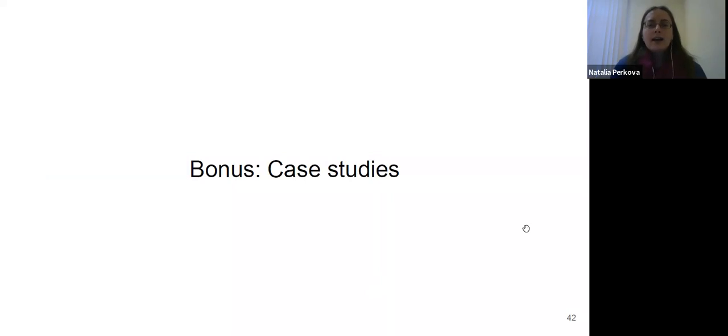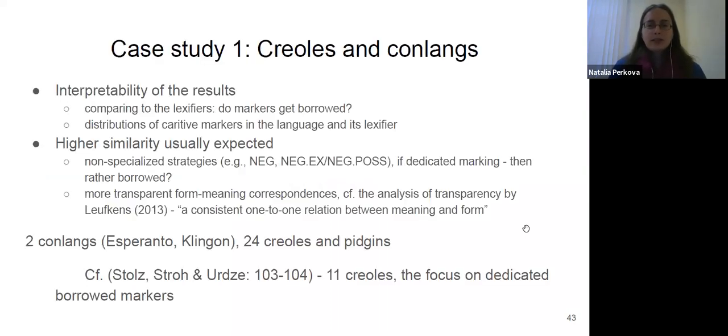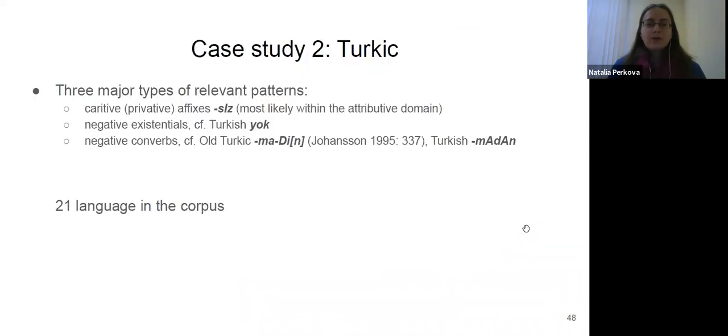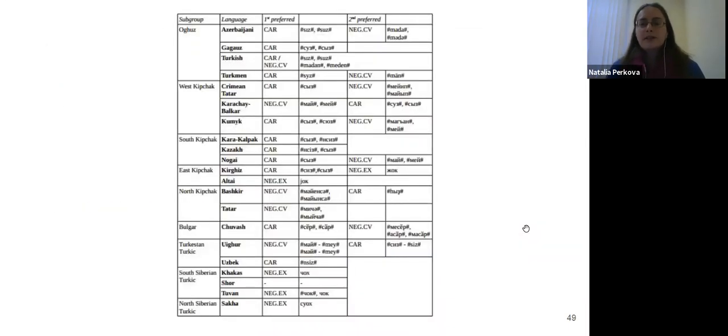Okay, so I will stop here, but the bonus case study is just for your information because we looked at some Creole and conlangs and found out some interesting things. And then there is a second theme for Turkic, which just shows how the markers are crawled for Turkic and the distribution over several sub-branches of Turkic. So that's all for now.